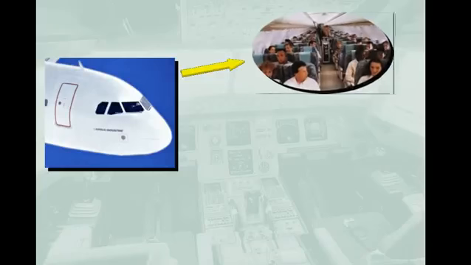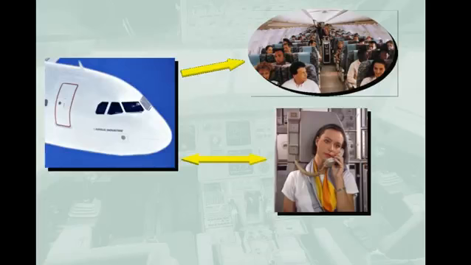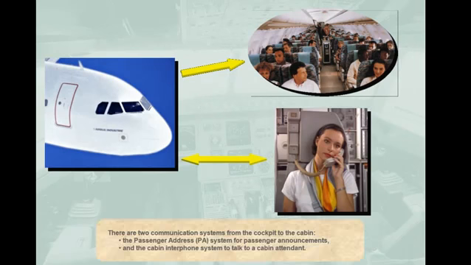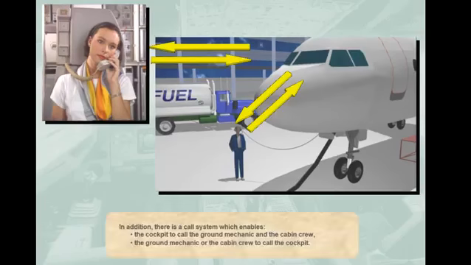There are two communication systems from the cockpit to the cabin. The passenger address (PA) system for passenger announcements, and the cabin interphone system to talk to a cabin attendant. In addition, there is a call system which enables the cockpit to call the ground mechanic and the cabin crew, the ground mechanic or the cabin crew to call the cockpit.